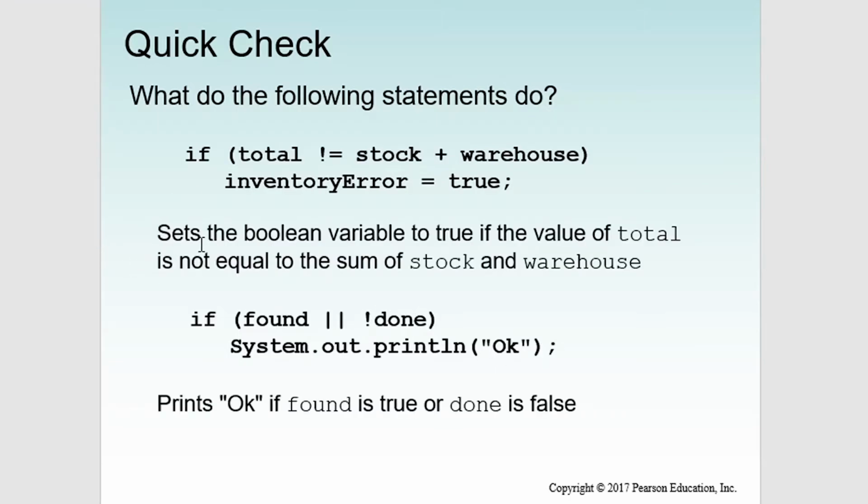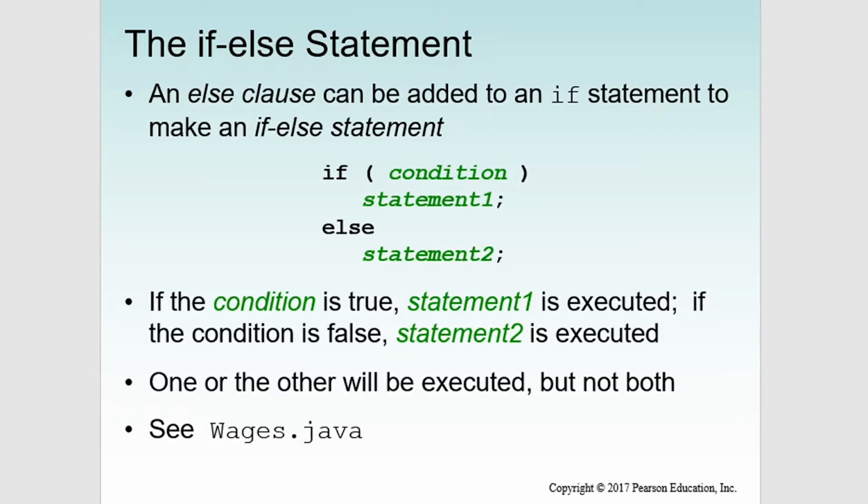So here are the answers. So this one says sets the Boolean variable to true if total is not equal to the sum of stock and warehouse. The next one says prints OK if found is true or done is false. The if-else statement. An else clause can be added to the if statement to make an if-else statement. So here is the syntax. You have if, then you have your condition, then you have the statement that you're going to print out if the condition is true. Then you have your else, which has its own statement that's going to be executed if the condition is false. If the condition is true, statement 1 is executed. If the condition is false, statement 2 is executed. One or both will be executed, but not both.